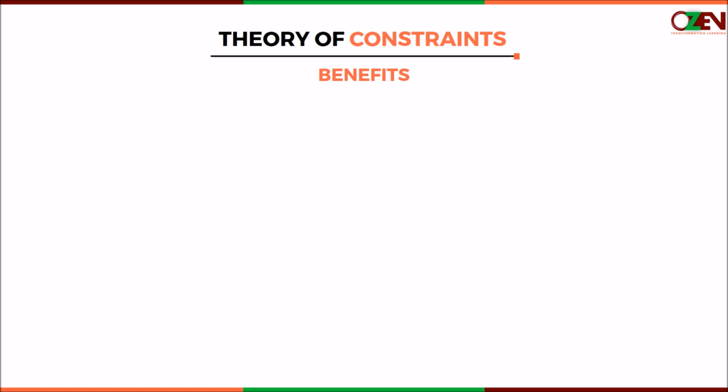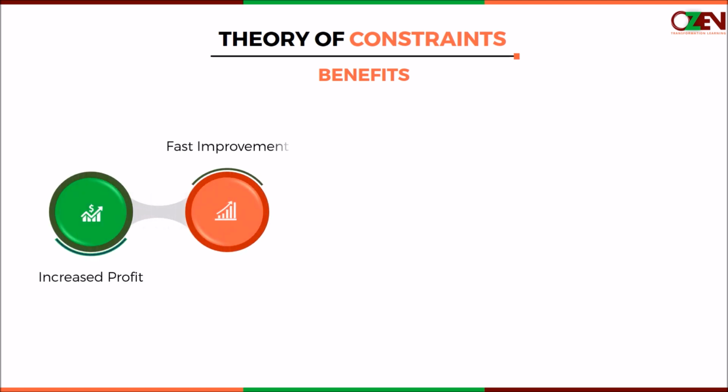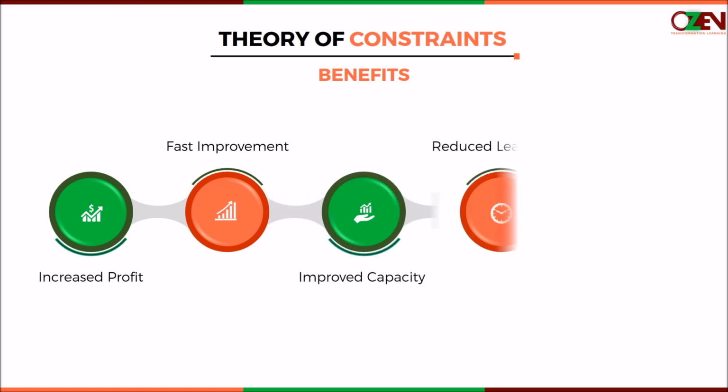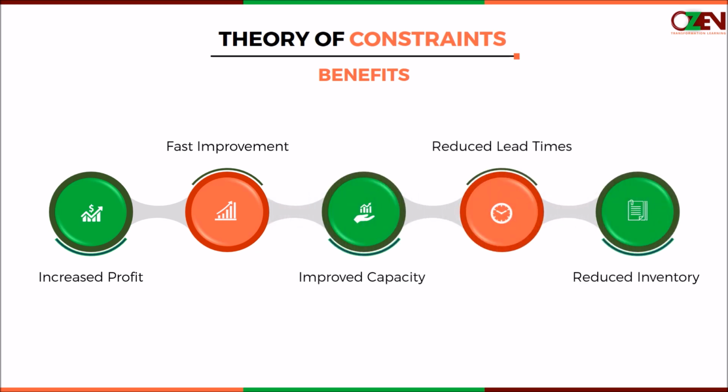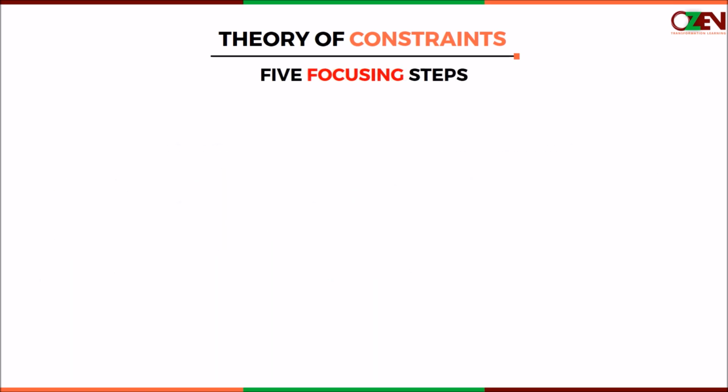The benefits of theory of constraints are increased profit, fast improvement, improved capacity, reduced lead times, and reduced inventory. Increased profit is the primary goal of theory of constraints for most companies, while fast improvement is a result of focusing all attention on the system constraint. Improved capacity optimizes the constraint and enables more production. Reduced lead times optimize the constraint and enable faster product flow, and reduced inventory removes bottleneck results that lead to WIP, or work in progress.